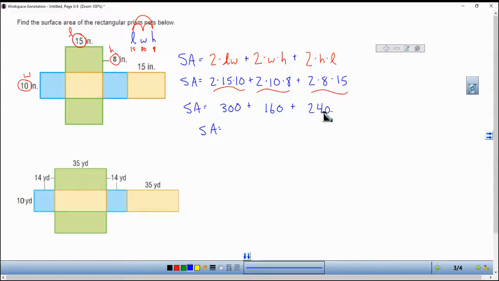160 plus 240, I know, is 400, and then plus 300 would be 700. So that's going to be inches squared because this is area. So that's one way to find the surface area, is using the bumps.